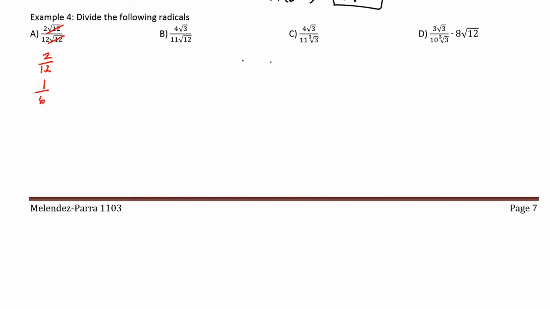Now the second one is a little bit different because we don't have the same square root. We could do a couple of things. We can simplify the square root and see if we get the same square root, and that's what I'm going to try to do. On the top, we cannot simplify the square root because 3 is a prime number. 11 is going to stay outside, but 12 we're going to try to simplify.